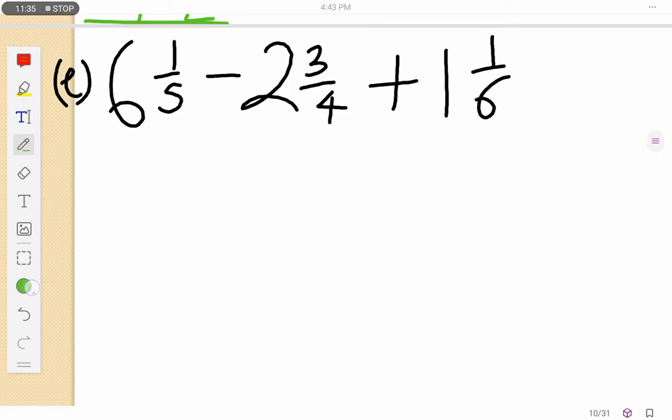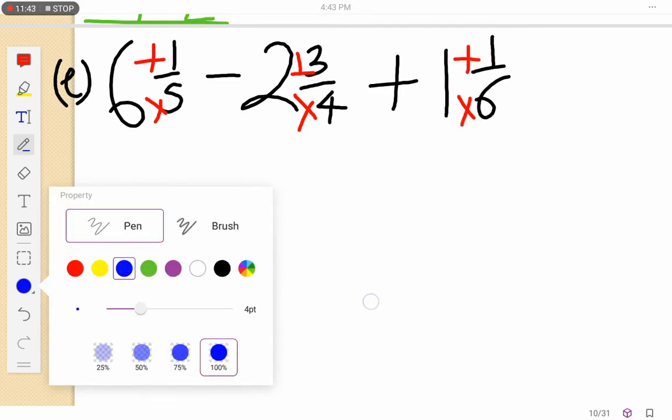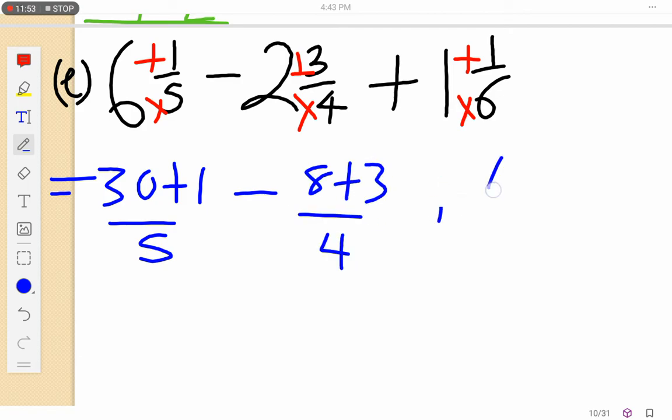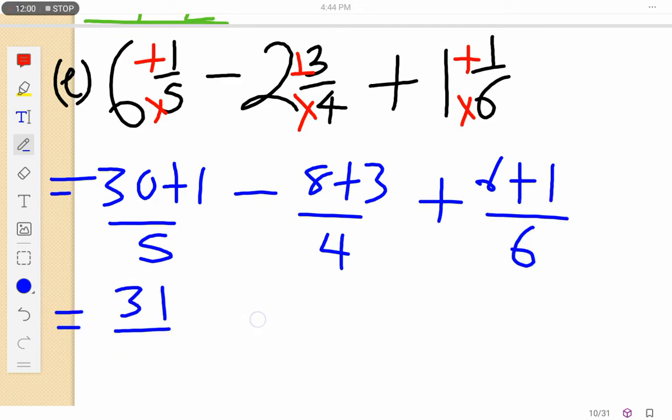We do the same. We multiply and add, multiply and add, multiply and add. Okay, so let's do that. I'll have 30 plus 1 over 5 minus 8 plus 3 over 4 plus 6 plus 1 over 6. Okay, like that. Then here I've got 31 over 5 minus 11 over 4 plus 7 over 6.